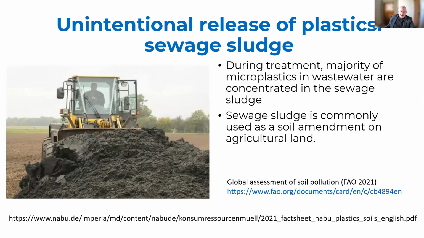The German Nature and Biodiversity Conservation Union, NABU, estimated the national annual emissions of plastic to the environment from terrestrial agricultural activities at 13,000 tons. 63% of this, some 8,000 tons, is microplastics in sewage sludge amendments applied to soil.